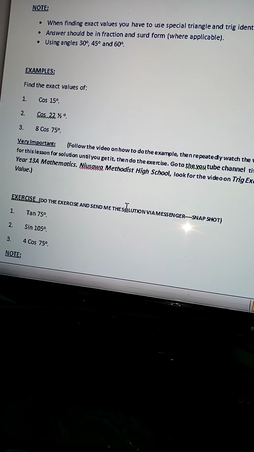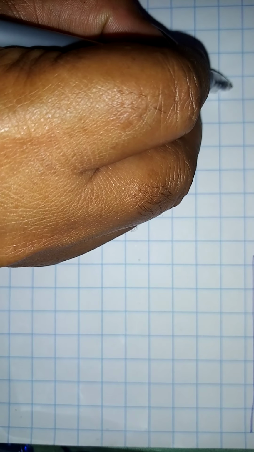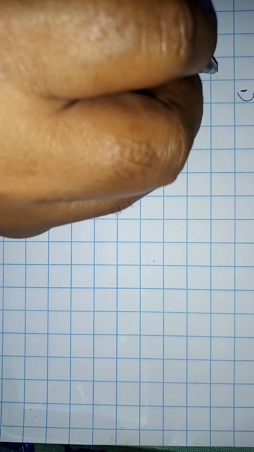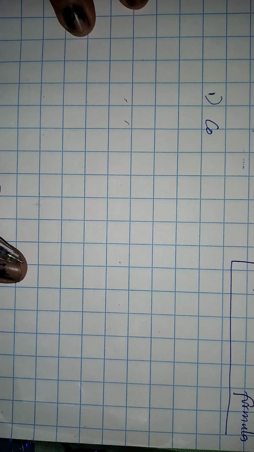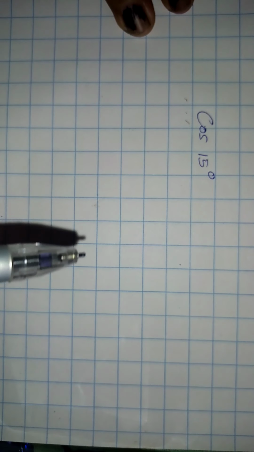So now we will start with our number 1. Hope you can see. Number 1 is cosine 15 degrees. Right? Okay.